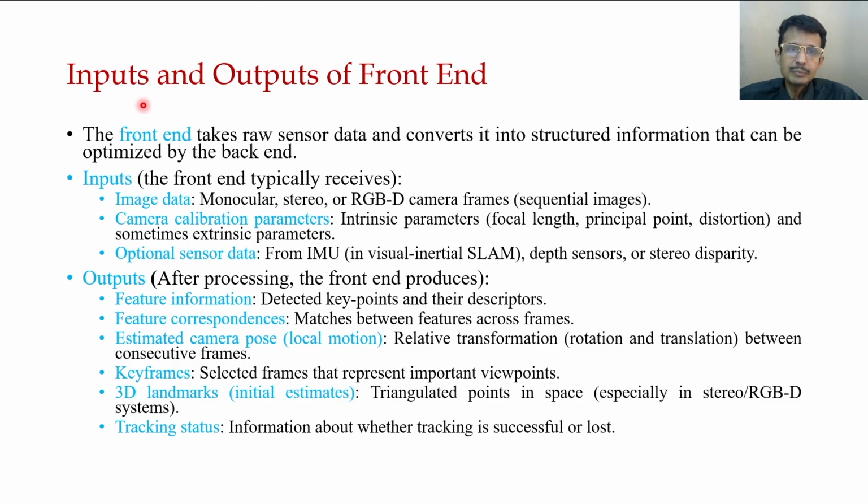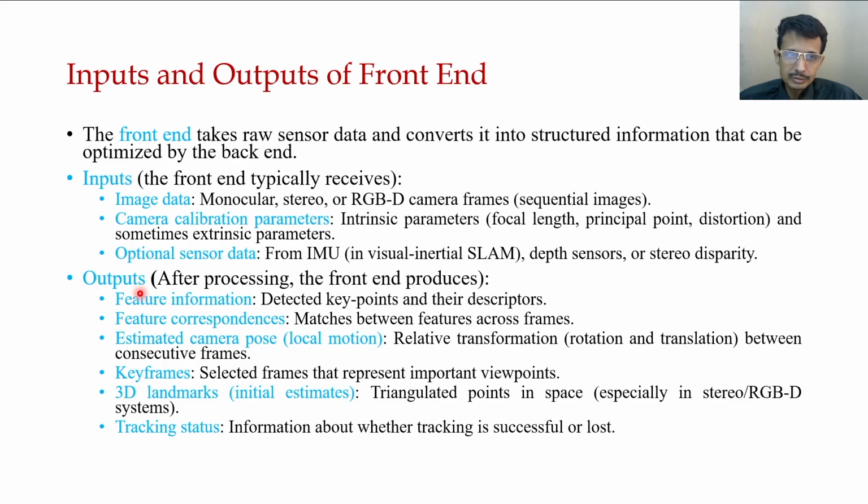Now we'll find out what the input and the output of the front end are. The front end takes raw sensor data and converts it into structured information that can be optimized by the backend. So what are the inputs? Image data, monocular, stereo, RGB-D, whatever, in camera frames, sequential images. Camera calibration parameters, the intrinsic parameters, the focal length, distortion, and sometimes the extrinsic parameters also. Then optional sensor data from an IMU for visual-inertial SLAM, and depth sensor or stereo disparity. These are the inputs to the front end.